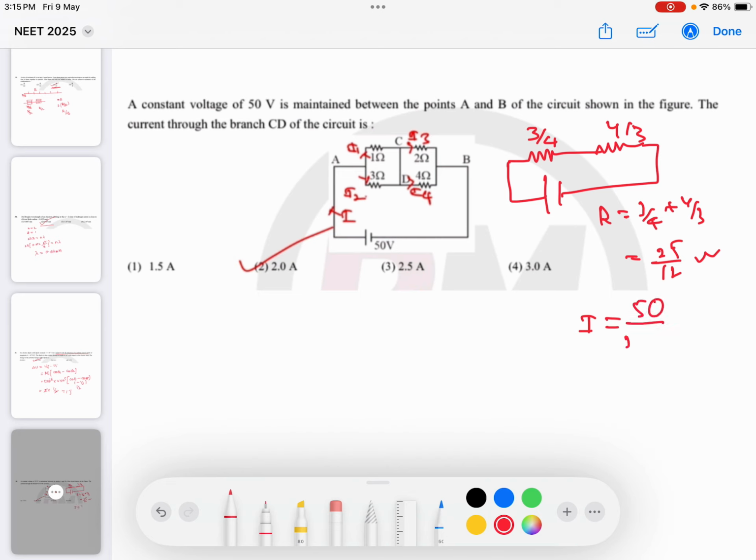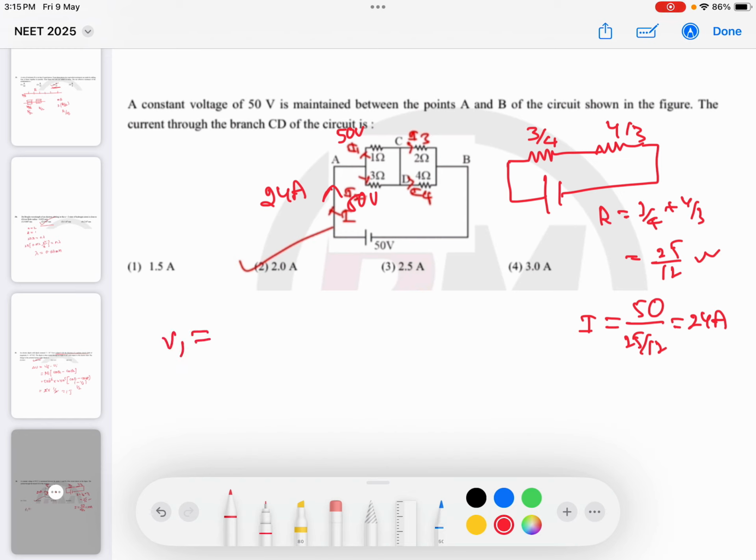V divided by 25 by 12, which is equal to 24 amps. So for this current, 24 amps are moving. These two are in parallel combination. Up to this, 50 volts are coming. So I am applying the potential divider rule.